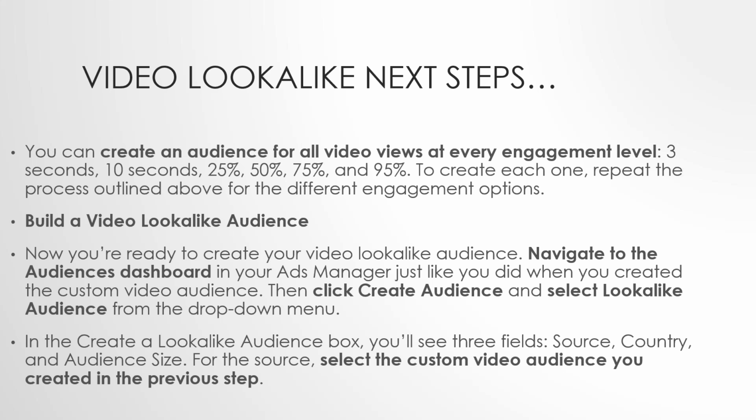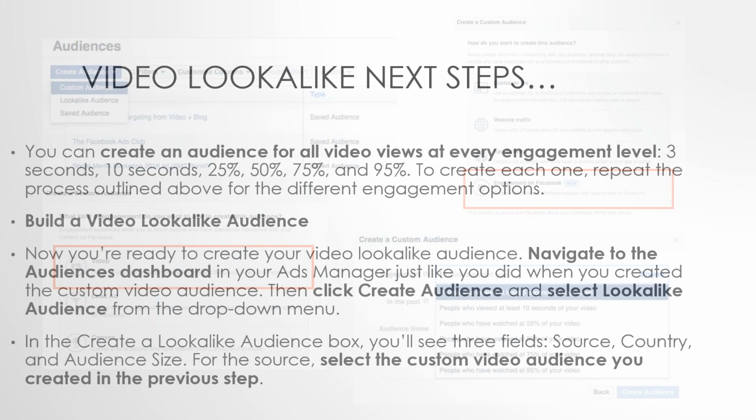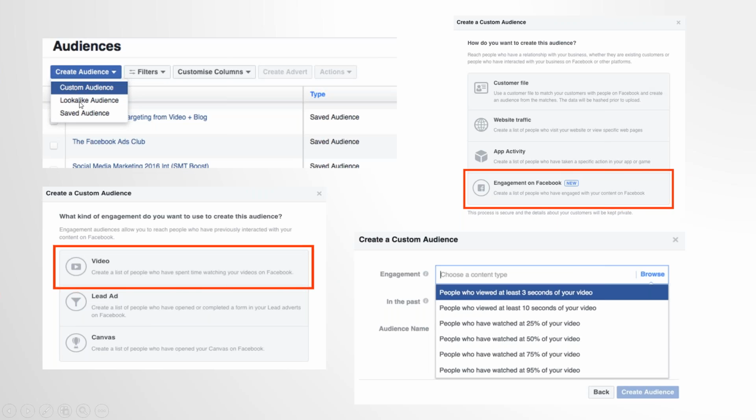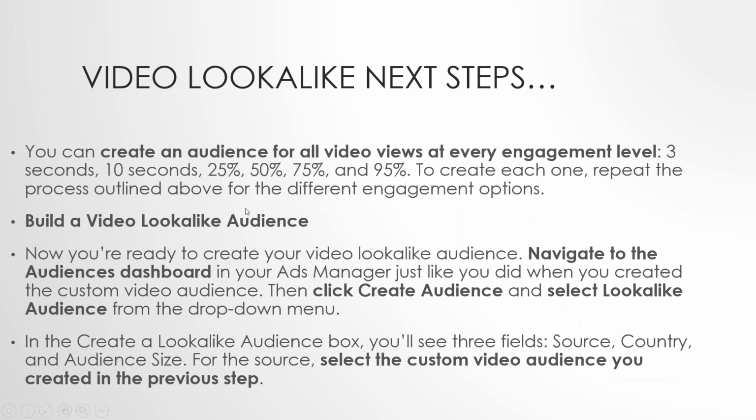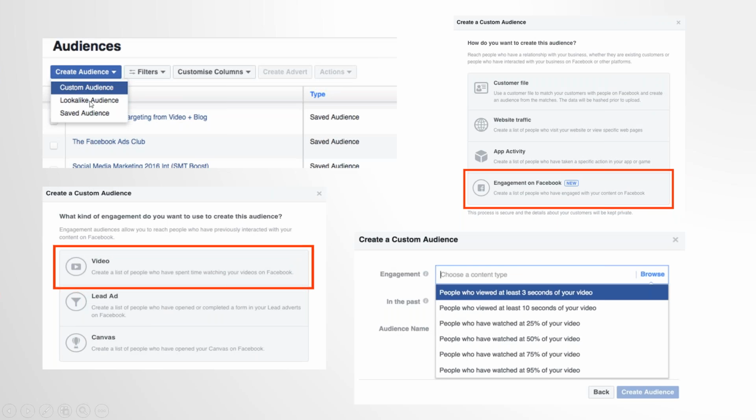And then you're going to build your lookalike audience. You're going to navigate to the audience dashboard, go to your ads manager. You're going to click create audience, then select lookalike audience from the dropdown. So instead of custom audience, you'll click lookalike audience, okay? And then from there, you're going to create lookalike, and then you're going to select your source of which video it is that you want, okay?